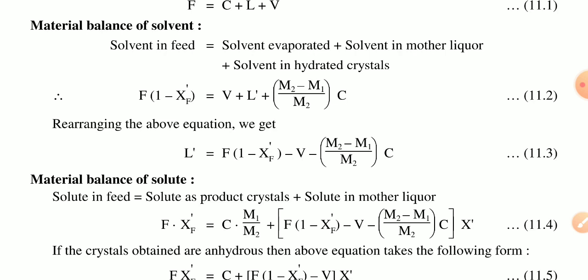The material balance of solute: the solute in the feed is equal to the solute in the product crystals plus solute in the mother liquor. So F multiplied by X dash F is equal to C multiplied by M1 by M2 plus F times 1 minus X dash F minus V minus M2 minus M1 upon M2 multiplied by C, in a bracket, whole multiplied by X dash. We have just put in the value, nothing else has been done.